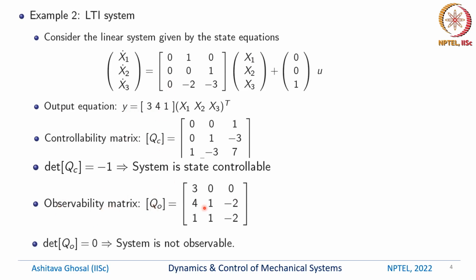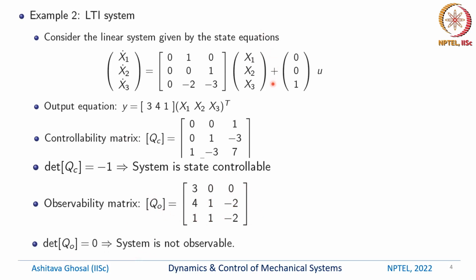In this case, we have to do H transpose, then F transpose H transpose, and then F transpose square into H transpose, and we will get 3, 4, 1, 0, 1, 1, 0, minus 2, minus 2. So here you can see that the determinant of QO, or Q observable, is 0. The second column and the last column are related by multiplication by minus 2. So the system is not observable.